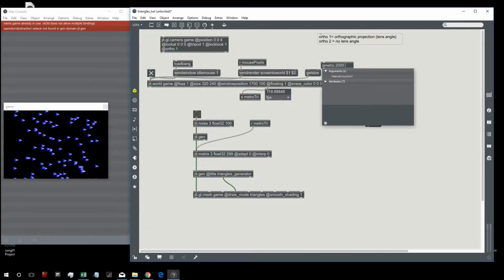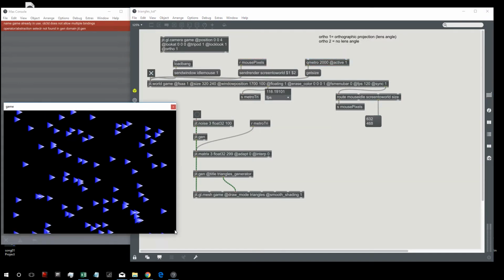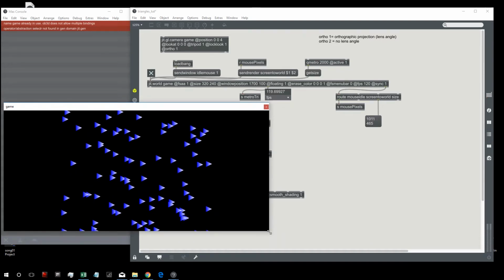For example, every 2 seconds automatically, so we will continuously have the sides of the window. If we modify our window, every 2 seconds it will give us the sizes of the window.